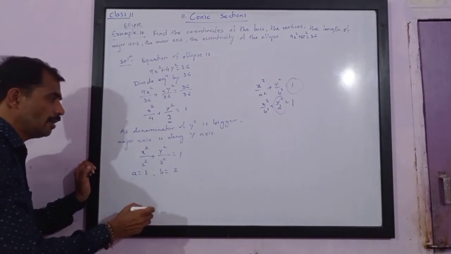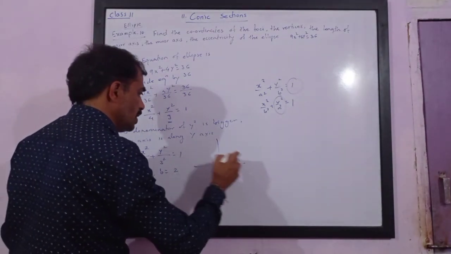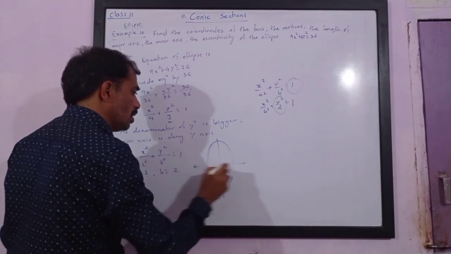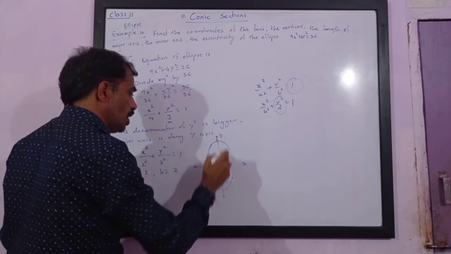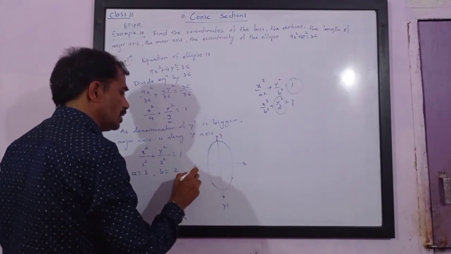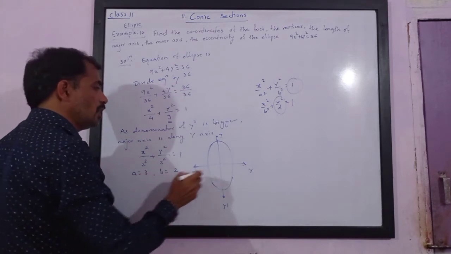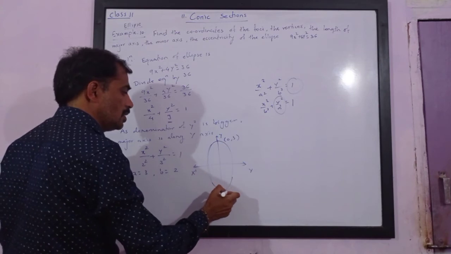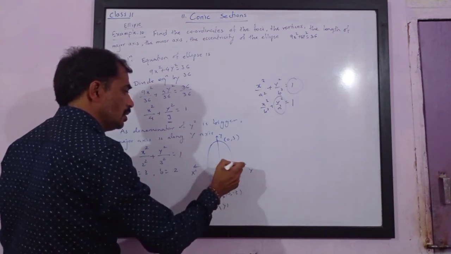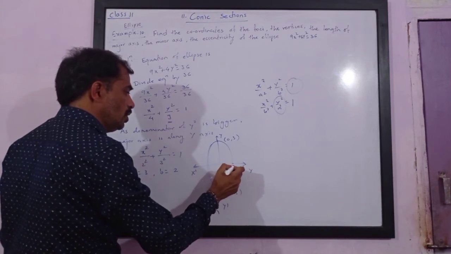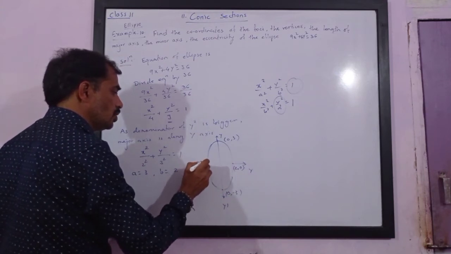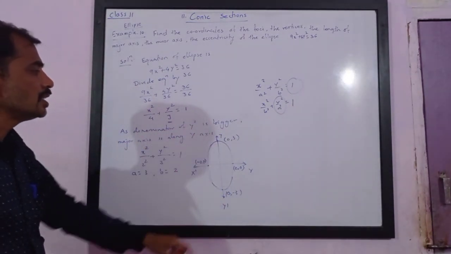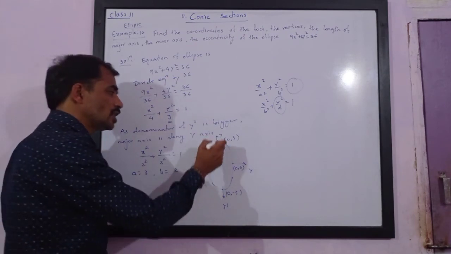And if you want to draw the diagram of the ellipse, it will be something like this. That is, the major axis is along the y axis and the minor axis is along the x axis. So this is the y axis, x axis, and the coordinates are: this point is 0, 3, this is 0, minus 3, this point is 2, 0, and this point is minus 2, 0. The major axis is along the y axis, so the focus lies on the y axis.